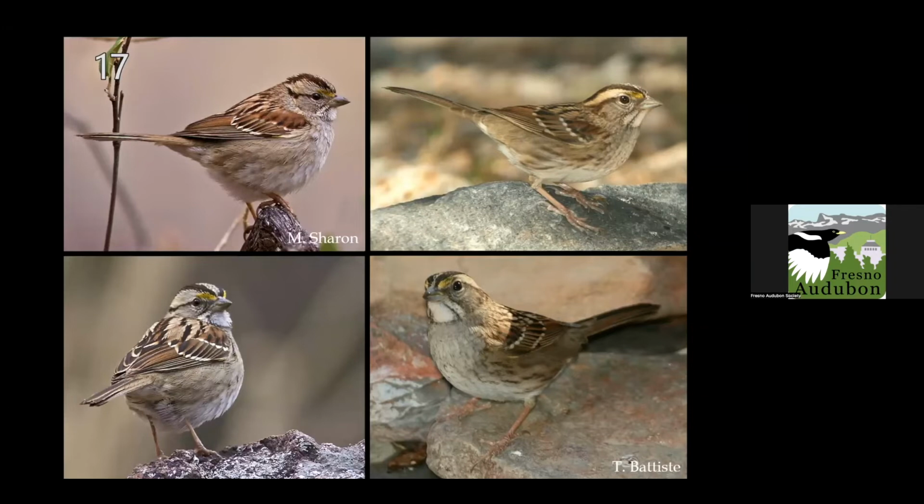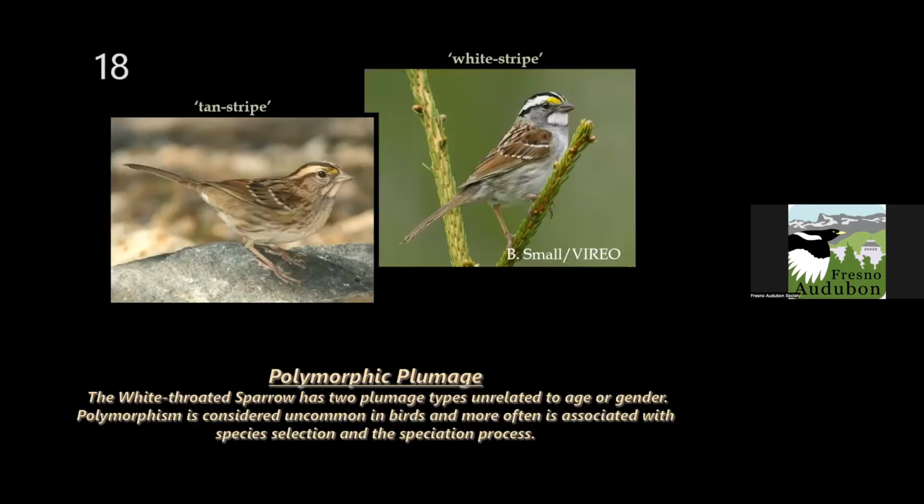But the neatest thing about this is that this is a polymorphic plumage, the tan stripe and white stripe. Among our Zonotrichia, but at least among almost any species of bird, it's highly unusual to find two dramatically different field marks at this level. That's not based on age or gender, and it's considered a polymorphic plumage. Again, here two plumage types, and the neat thing about it is that the white stripes tend to have more testosterone, whether it's male or female, versus the tan stripes.